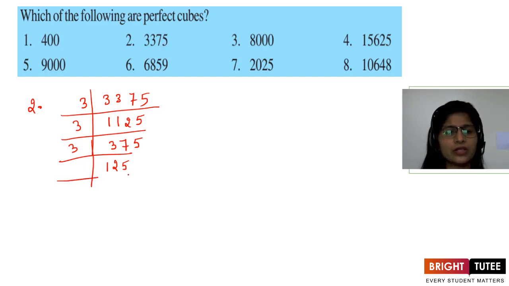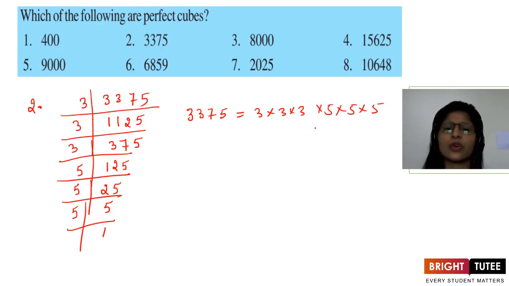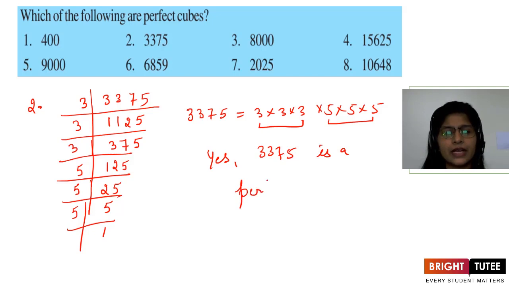Okay, now it is not divisible by 3, it is divisible by 5. 5 twos are 10, 5 fives are 25. 5 fives are 25 and 5 ones are 5. So 3375 is written as 3 cross 3 cross 3 cross 5 cross 5 cross 5. So let's form the triplets. This is the first one and this is the second one. Yes, both the prime factors, 3 and 5, which are two different prime factors, are forming triplets. So yes, 3375 is a perfect cube.